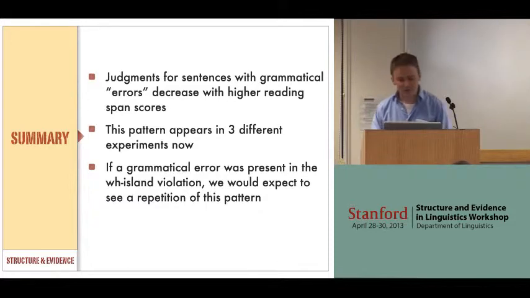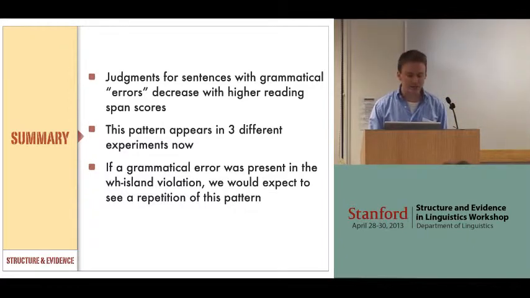Right, so in sum here, what's happening is that the judgments for sentences with grammatical errors tend to decrease with higher reading span scores as we've collected them. And this is replicated now in 3 different experiments, so this isn't just a fluke of looking at this one time and the particular subjects that we've selected.